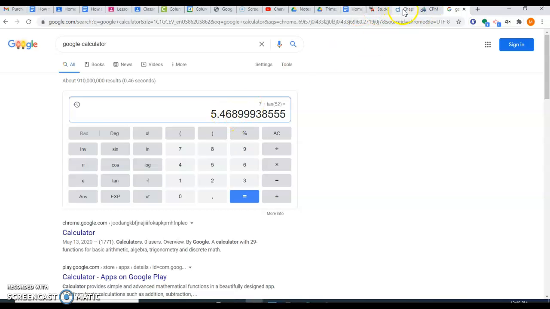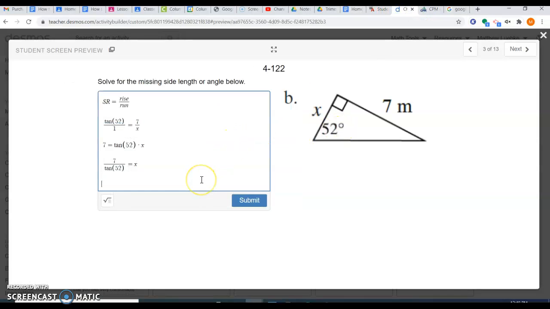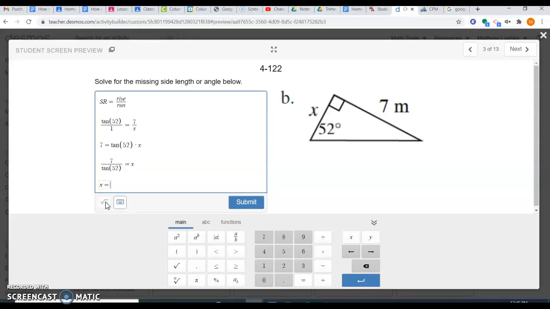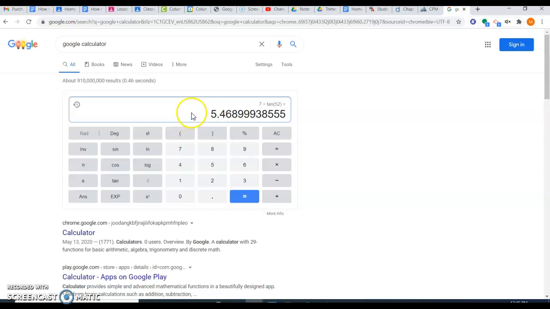Let's go 47 there. So x equals 5.47. 47, I believe, right? Let's check it again. 47, right.